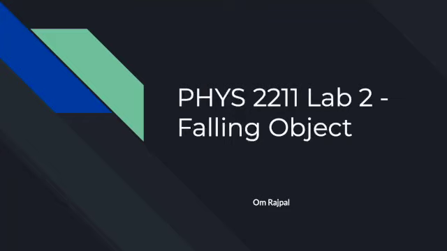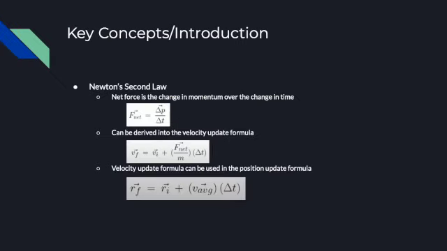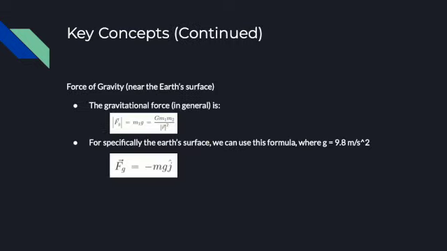Hi everyone. Today we're going to be going over Lab 2, Motion of a Falling Object. Some key concepts. First is Newton's second law, which says that the net force is the change in momentum over the change in time. This can also be derived into the velocity update formula. And then the product of the velocity update formula can be used in the position update formula when the force is changing.